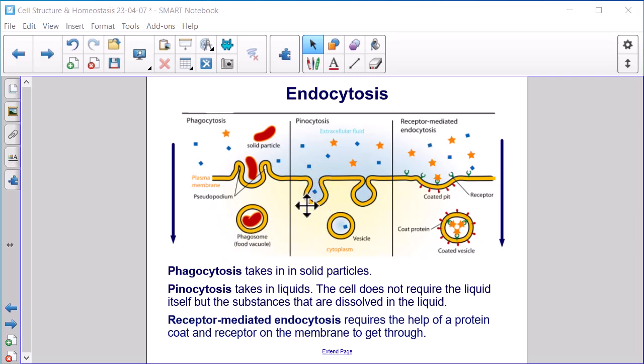Pinocytosis, indicated here, takes in liquids. Now, the requirement here isn't for the intake of the liquids, but for the substances that are dissolved in the liquid. Receptor-mediated endocytosis, illustrated here, requires the help of a protein coat and receptor on the membrane to get through.